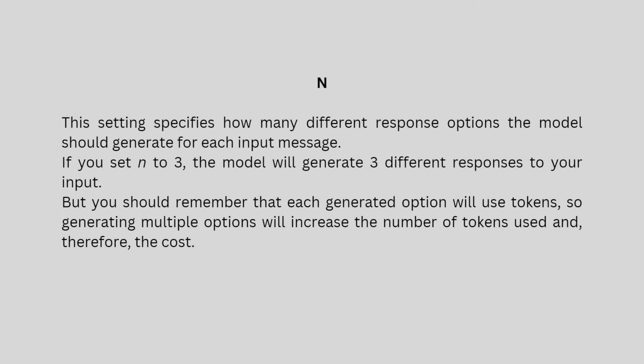Next one is N, and this setting specifies how many different response options the model should generate for each input. If you set N to 3, the model will generate 3 different responses to your input. But you should remember that each generated option will use tokens, so generating multiple options will increase the number of tokens used and therefore the cost.